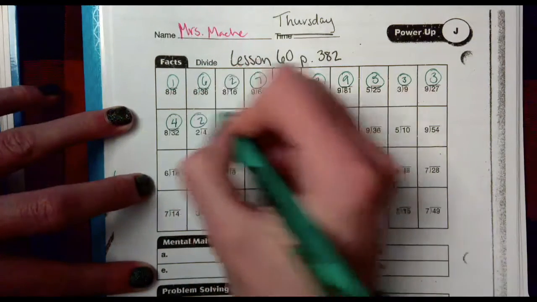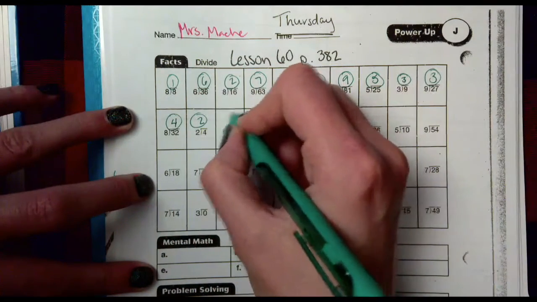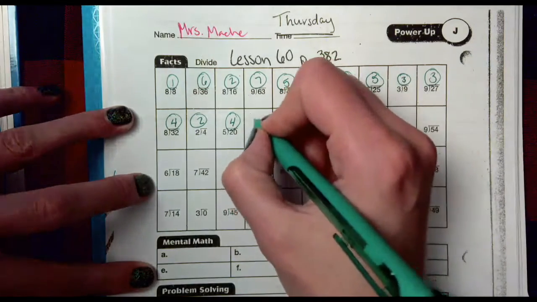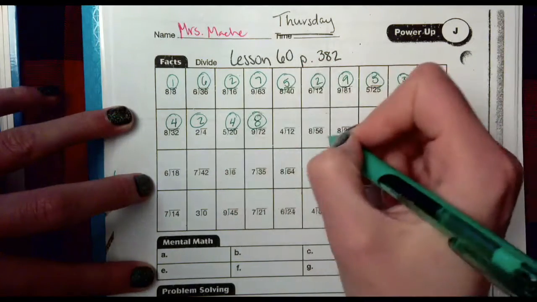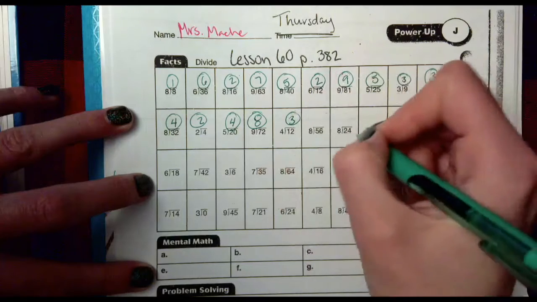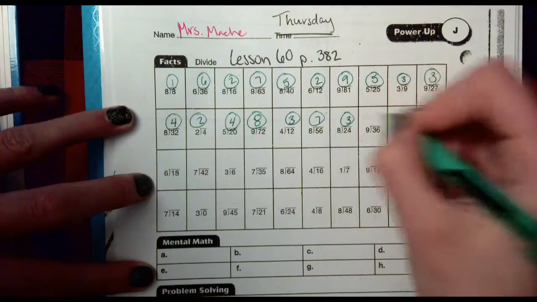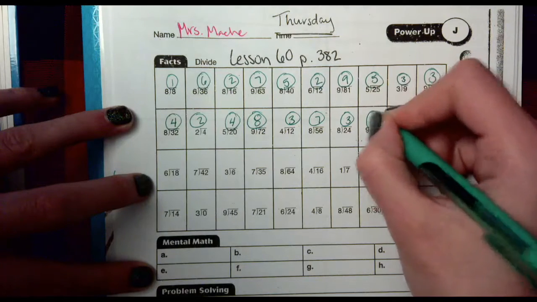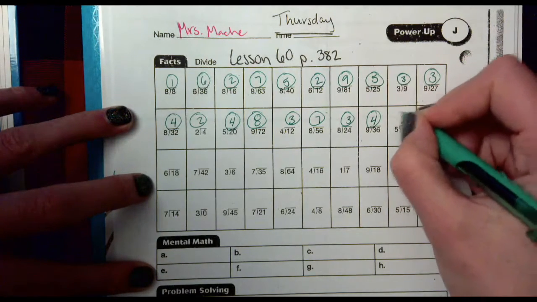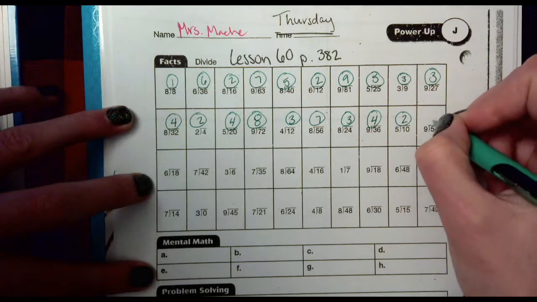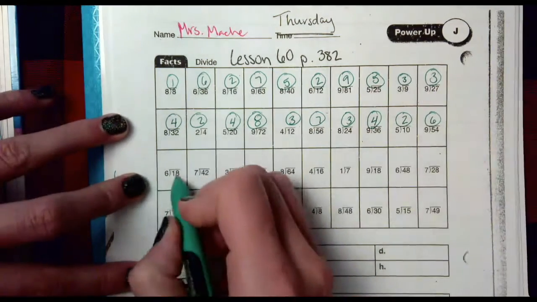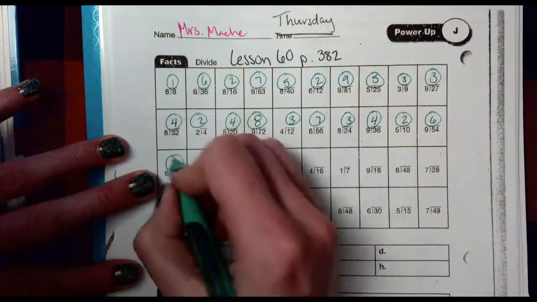4 divided by 2 is 2. 20 divided by 5 is 4. 72 divided by 9 is 8. 12 divided by 4 is 3. 56 divided by 8 is 7. 24 divided by 8 is 3. 36 divided by 9 is 4. 10 divided by 5 is 2. 54 divided by 9 is 6. 18 divided by 6 is 3.